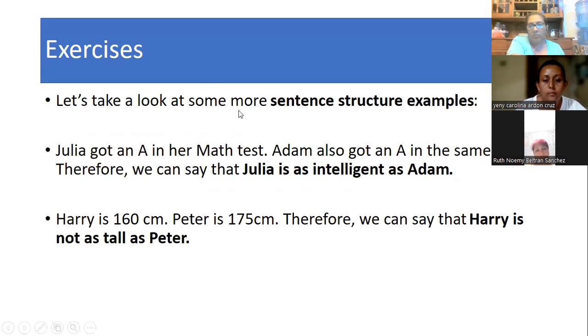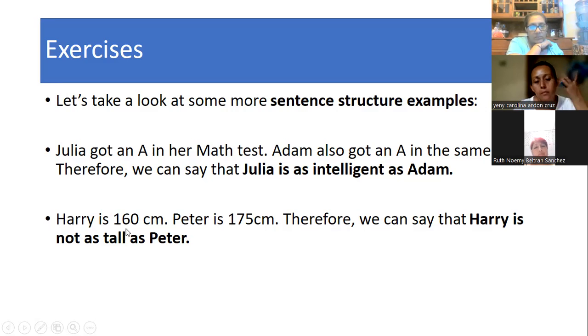But we still have more problems. Let's take a look at some more sentence structure examples. Look at these problems. Julia got an A in her math test. Adam also got an A in the same test. Therefore, we can say that Julia is as intelligent as Adam because they both got an A or 10.